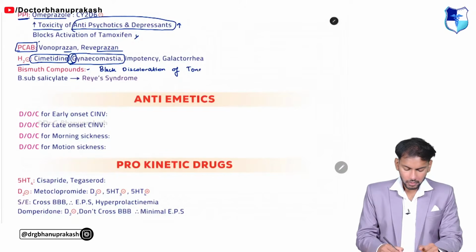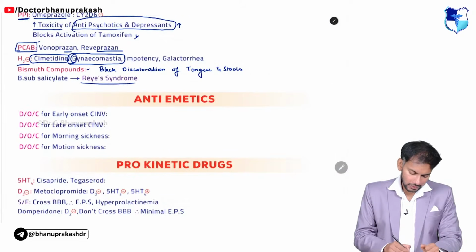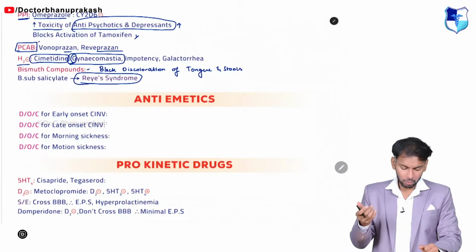Bismuth subsalicylate can also cause Reye syndrome. This one we have already talked about in the autacoids chapter.